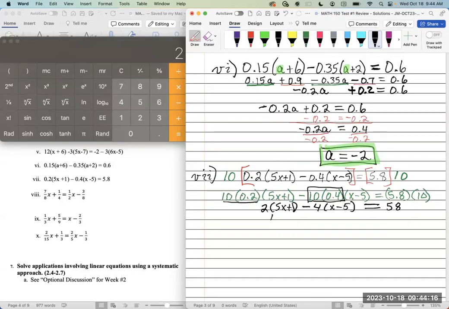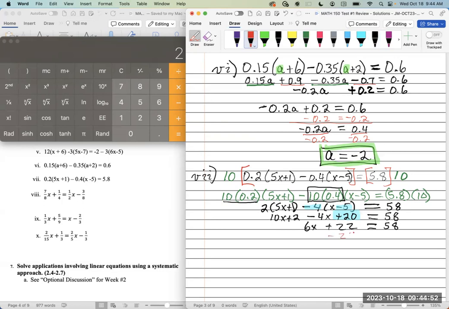Still have to distribute. This will become 10x plus 2 minus 4x. And again, this is a common place for mistakes. -4 times -5 gives you a positive 20. If you did this problem on your own before you watch the video, double check right there. That's the most common place for mistakes. Simplify the left side. I have 10x minus 4x is 6x. 2 plus 20 is 22.